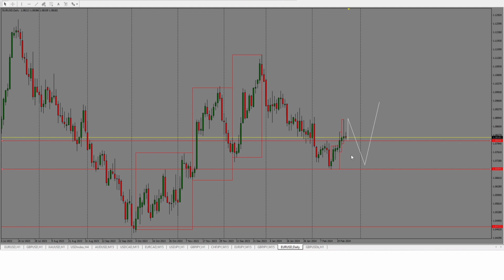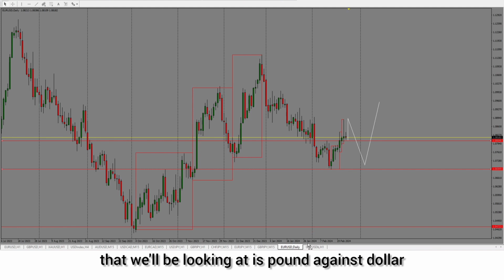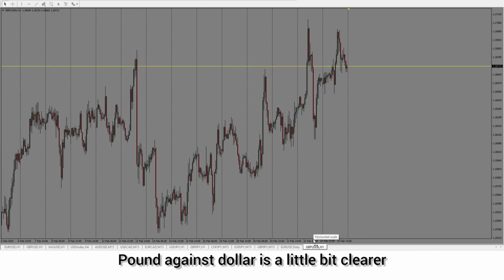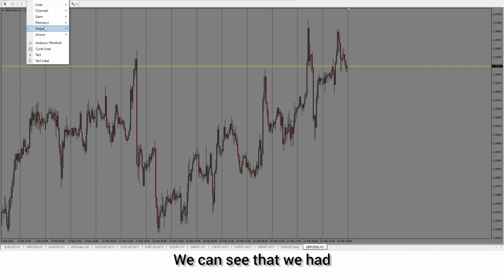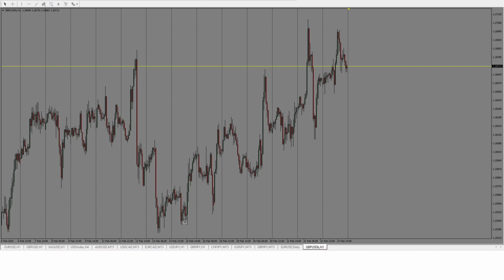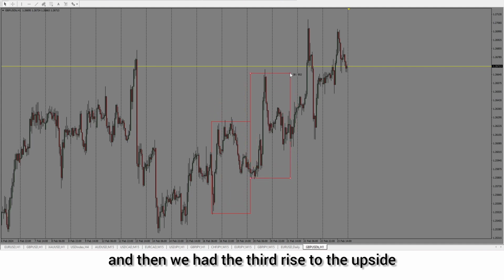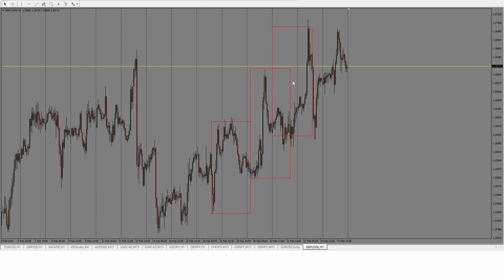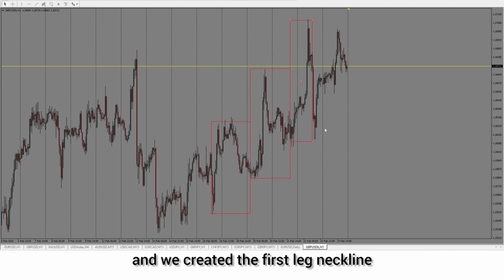Then the next pair that we'll be looking at is pound against dollar. Pound against dollar is a little bit clearer than euro dollar. We can see that we had a 3 move to the upside that was clear. First rise, which was this one, then we had the second rise, which was this one, and then we had the third rise to the upside, which was this one. So we had 3 levels to the upside like that, and we created the first leg neckline and then the possible second leg.